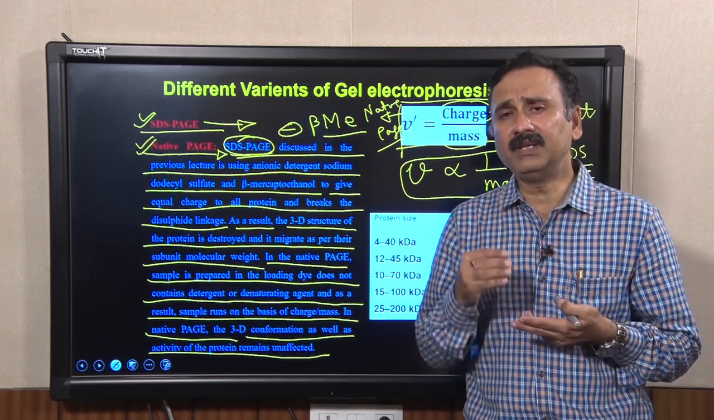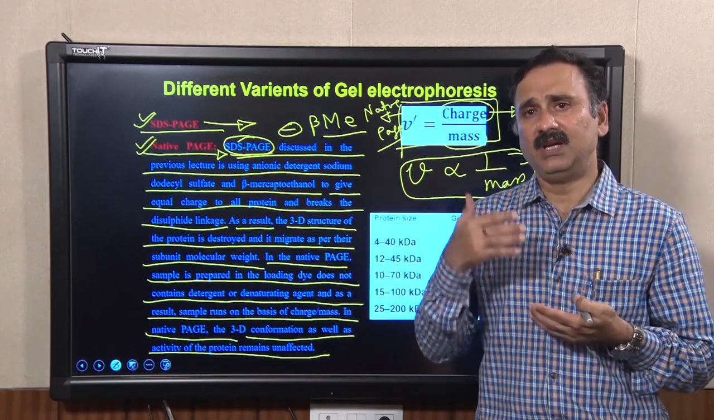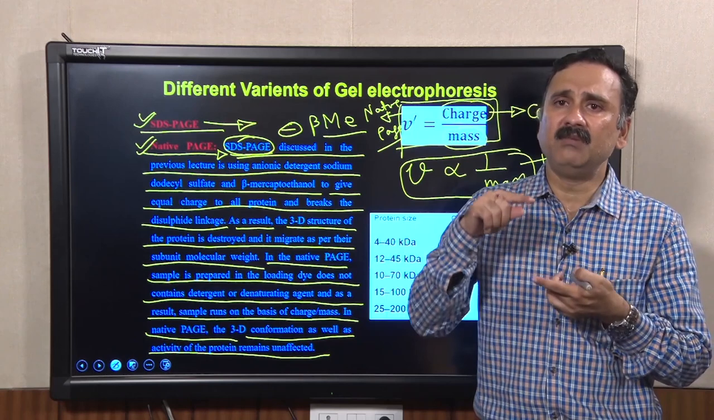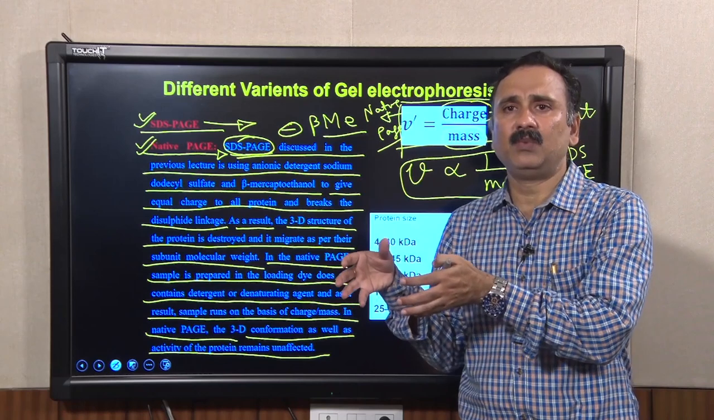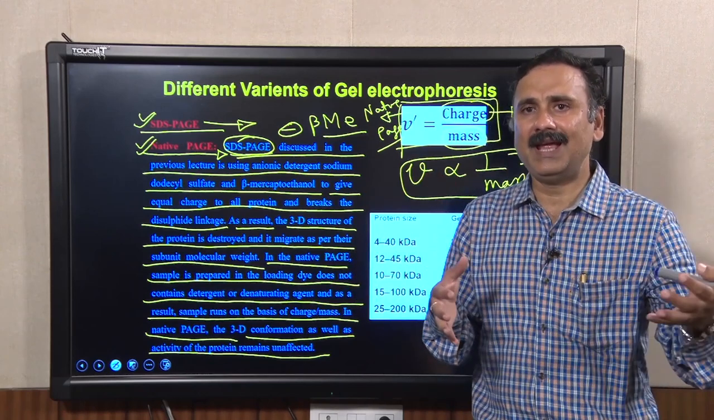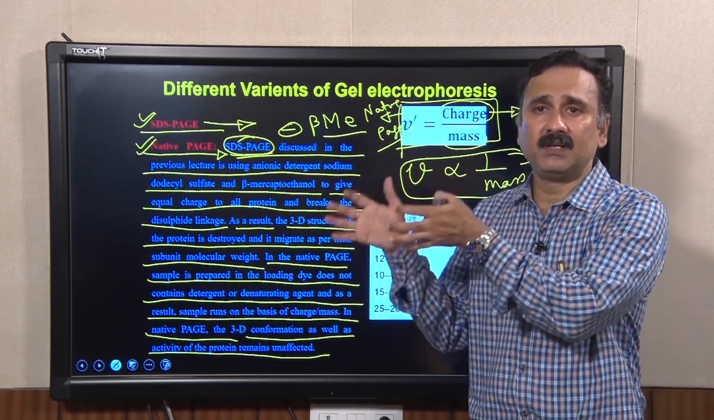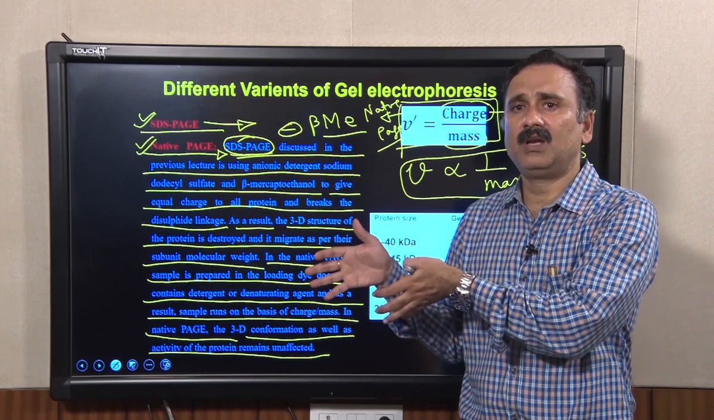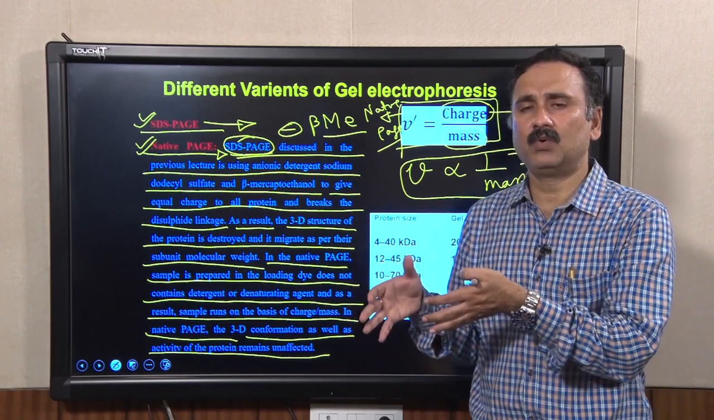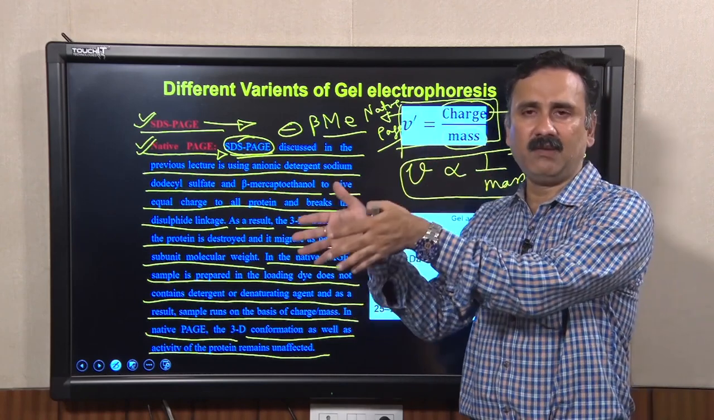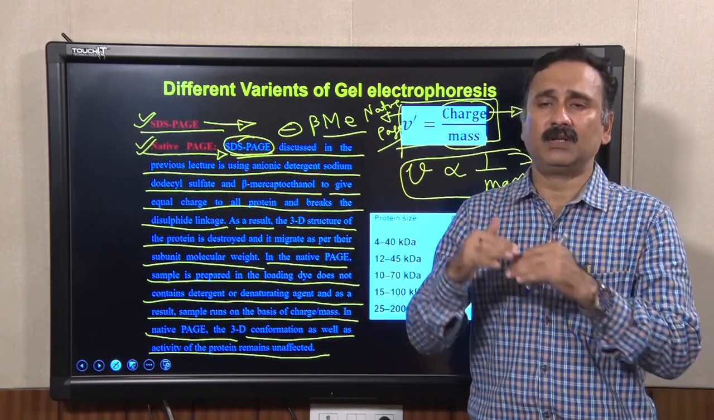Number three, because the native PAGE also allows the three-dimensional conformations, the native PAGE can be used even for studying the interaction between two proteins. For example, if protein A and protein B interact with each other, their resultant molecular mass is going to be very high. So that's how you can ask that particular question. If you load protein A, protein B and the protein AB complex, then the electrophoretic mobility is going to be different for the complex.